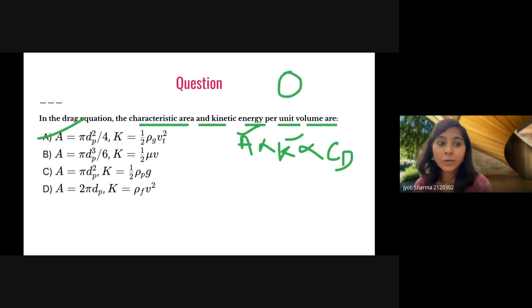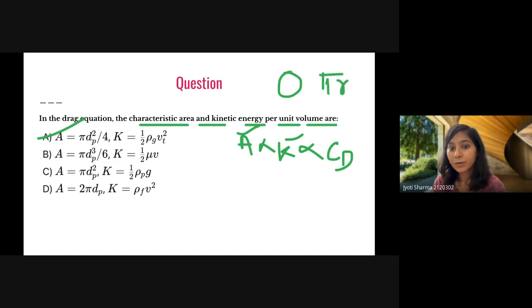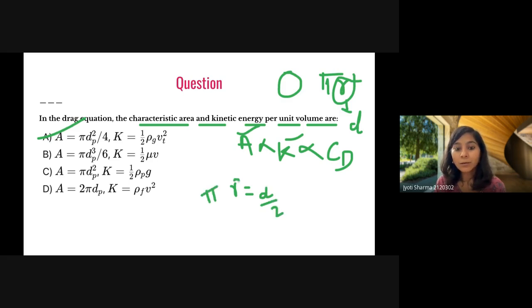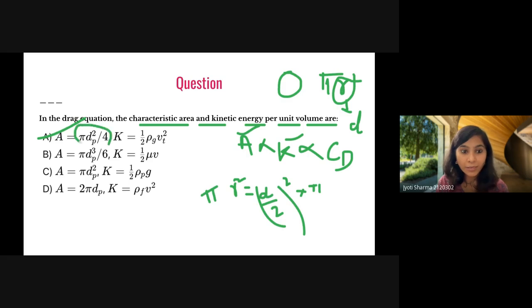Because we are talking about a spherical thing, right? So spherical means we are talking about a circle. So area is pi r square, but in place of this r we are using diameter. So what is the relation between radius and diameter? Radius is equal to d by 2, and pi r square means d by 2 square multiplied by pi, right? So this will be pi d square upon 4. So this one is the right answer for the area.